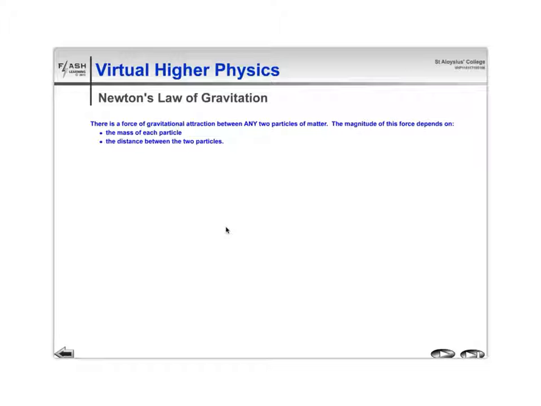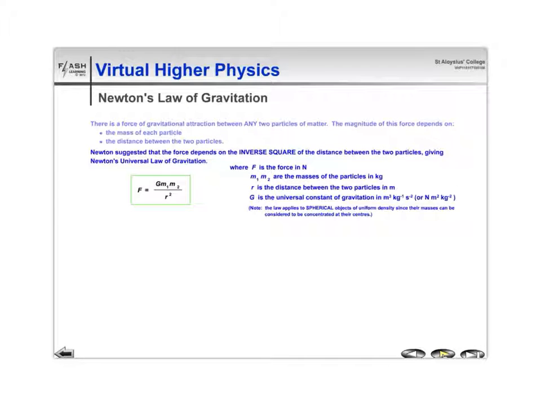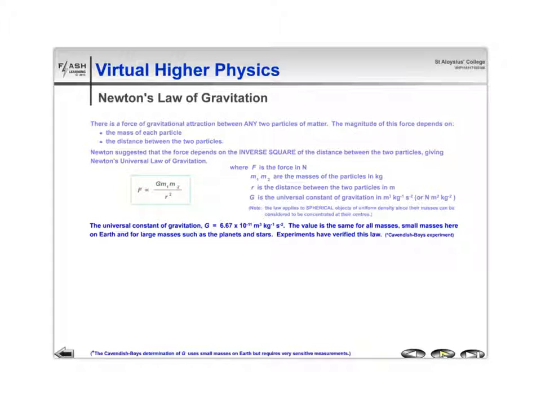He reckoned that the magnitude of the force depended on the mass of the particles involved and the distance between the two particles. And he came up with this general equation for gravitational force. We have a constant G, known as the universal constant, and the two masses involved, and then the separation, which is usually called r, maybe linked to the radius of planets, divided by r squared.